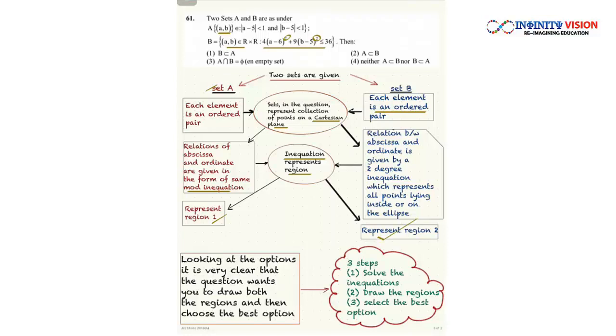Now, looking at the options, the first option says B is a subset of A, the second option says A is a subset of B, the third option says A intersecting B is phi, the fourth option says neither A is a subset of B nor B is a subset of A. It is very clear that the question wants you to draw both the regions and then choose the best option. So concluding, we'll be needing 3 steps for this question. First, we have to solve the inequations. Second, we have to draw the regions, and third, we have to select the best option.